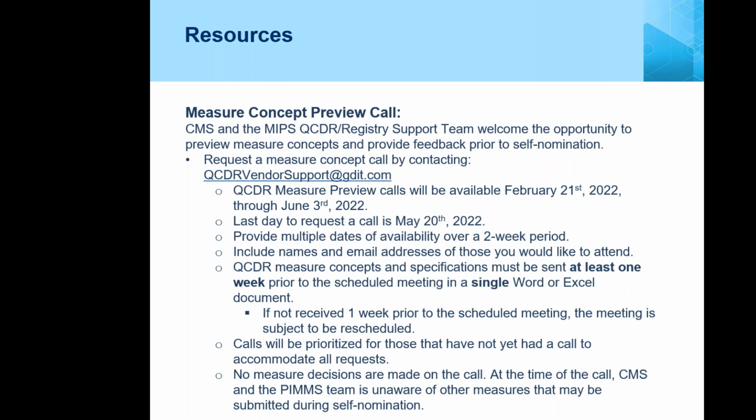To request a meeting, we ask that you email QCDR vendor support@gdit.com and include multiple dates of availability over a 2-week period. Please also include names and email addresses of those you would like to attend, and we ask that at least 1 week prior to your call you send us a single Word or Excel document with all of the measures to be reviewed. This will enable the PIMS team to do a review of your measure concepts prior to the scheduled call and provide meaningful feedback during the call. The last day to request a preview call is May 20th.